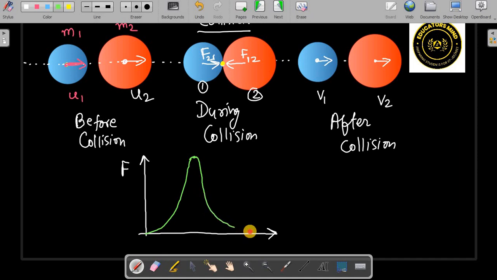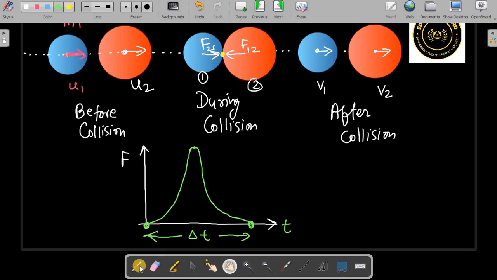This is a variable force we are taking, and it is acting for a time duration, right? You can see this time delta t is the time interval. After that this force is not acting, so the body separates, the contact is over. The contact is only for delta t time period, during which the force is varying.